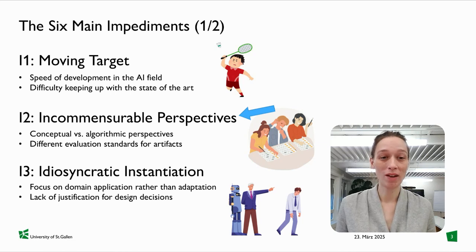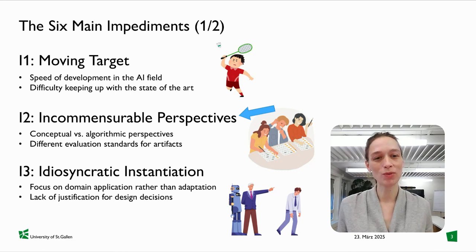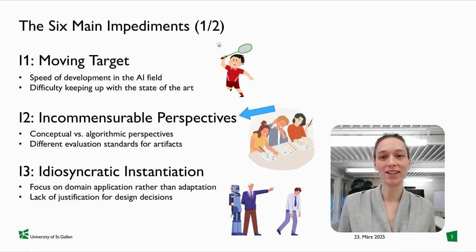Then the second problem is the incommensurable perspectives. The people who will evaluate your paper come from different subjects, so they will have different perspectives on your paper. There will be persons who are much more technical and algorithmic, and then there will be people who are much more conceptual. So the feedback that you get can even be contradictory, which makes it kind of impossible to make adjustments to your paper. So at the end, you will basically have to do the whole research again from the start.